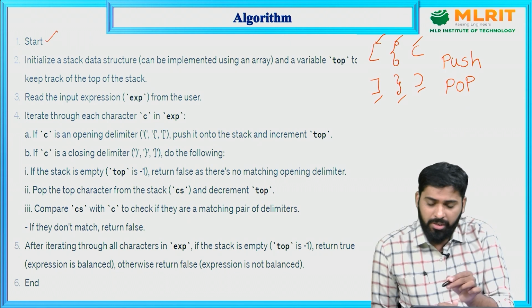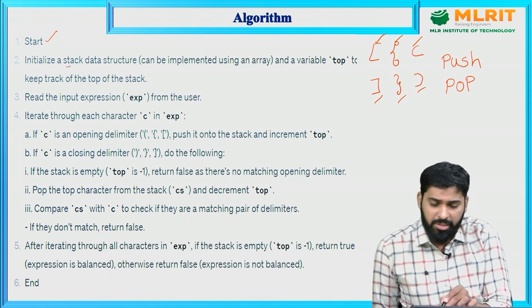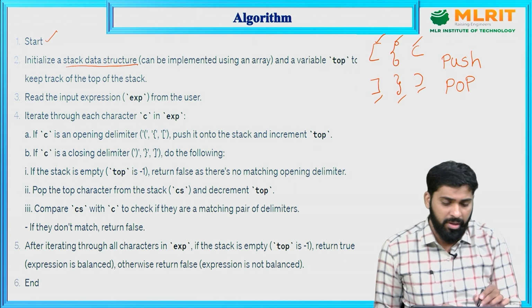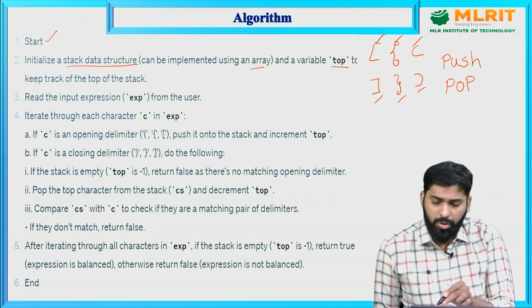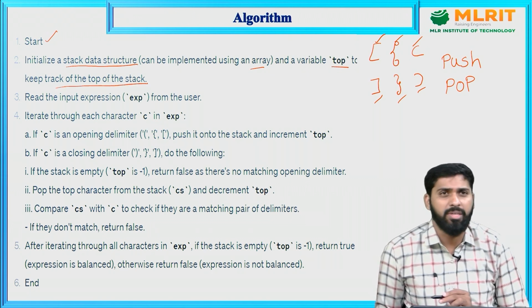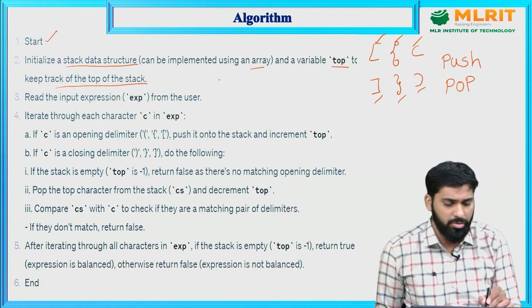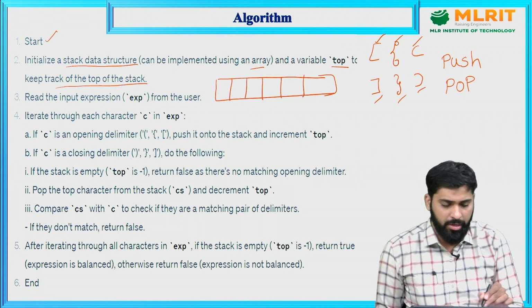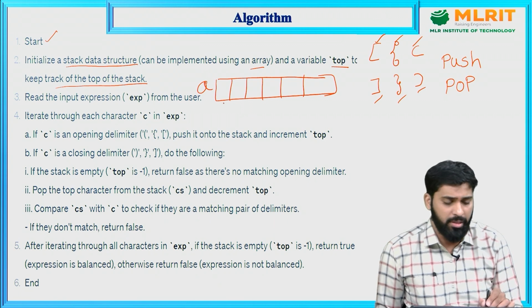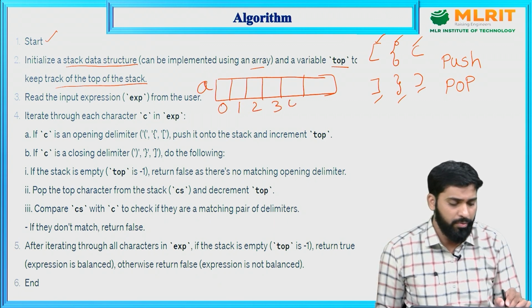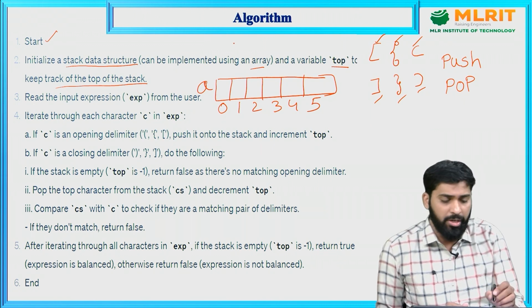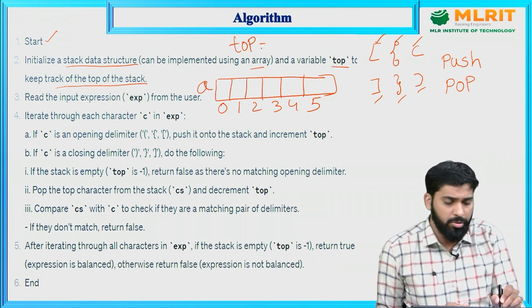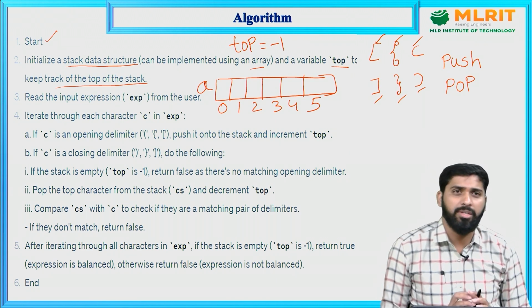First step is start. Initialize a stack data structure. Here we implement the stack using an array and a variable top to keep track of the top of the stack. I hope you all know this. Here we are going to use one stack. Let us assume the stack name is A, and these are the indexes 0, 1, 2, 3, 4, 5. Initially top equals -1. This is the initialization.